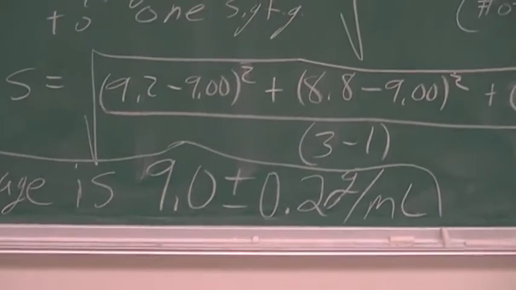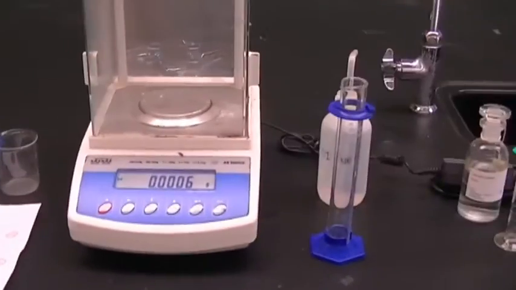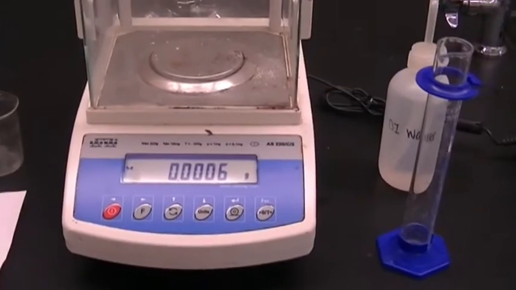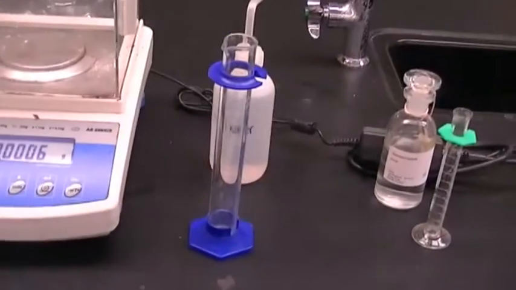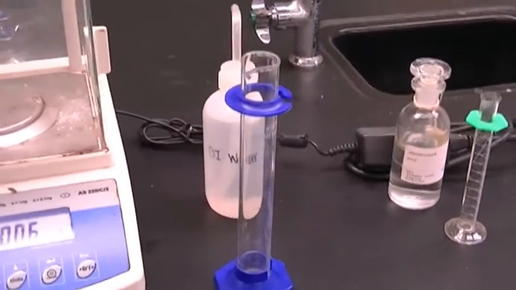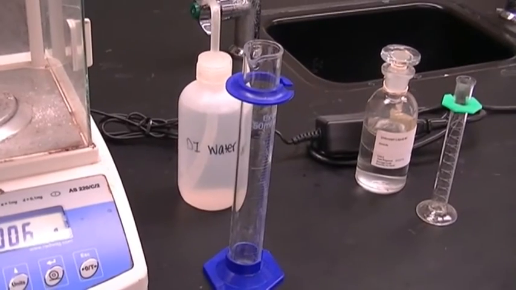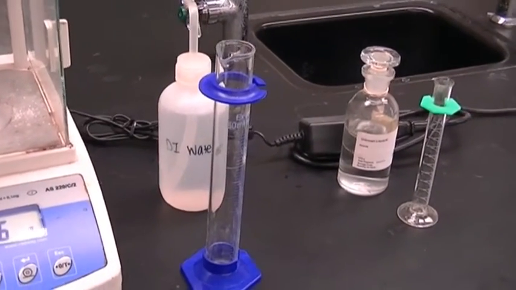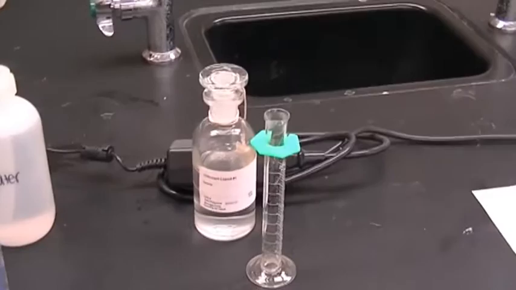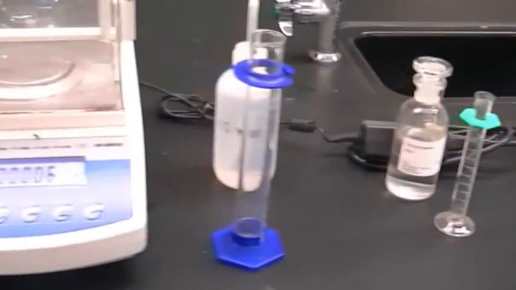All right, so now we're ready to get our own data and do our own calculations. So here is the setup. We're going to use a 4 decimal place balance. This is our 50 milliliter graduated cylinder that we're going to use with our deionized water. DI is the abbreviation for deionized water. Next to that, we have our unknown liquid with our 10 mil graduated cylinder needed for our unknown liquid.